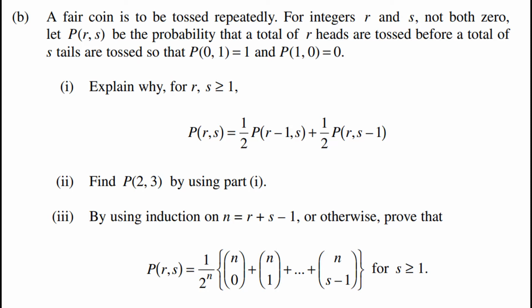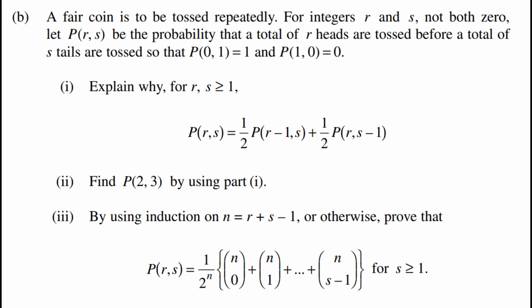In other words, we're given that the probability of 0, 1, or the probability that no heads are tossed before a total of 1 tail, is equal to 1, so that would definitely happen. And the probability of 1, 0, or the probability of 1 head being tossed before a total of no tails, is 0. I think what that's really telling us is that because we're interested in the number of heads before some number of tails, if the number of tails is 0, then the heads are not before anything. So basically that's not a possible option. It is what a probability of 0 really means.